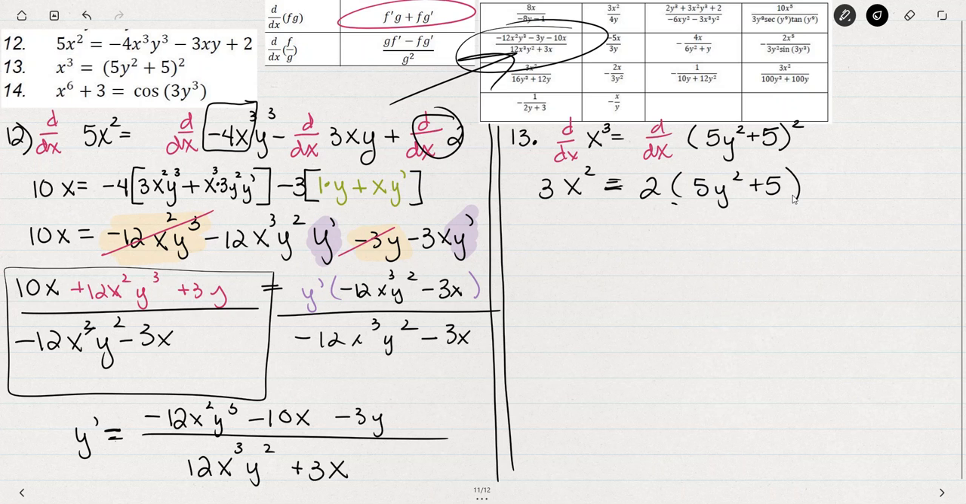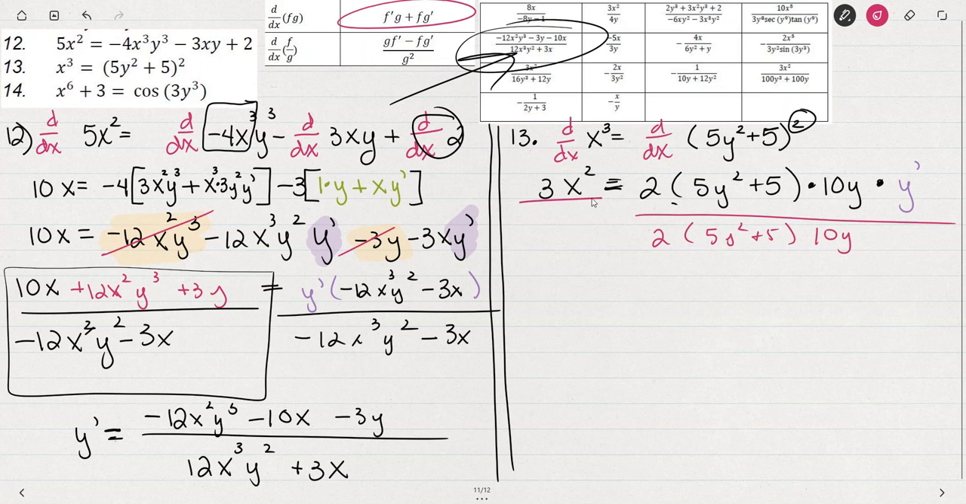Two times that blob to the first power, because 2 minus 1, times the derivative of 5y squared. That's going to be 10y plus 0. I'm going to leave that 0 off. Times the derivative of y, which is y prime. When I go to solve for y prime, I'm going to divide both sides by this: 2 times the quantity of 5y squared plus 5 times 10y. But, you know, I'm going to need to simplify that at some point.